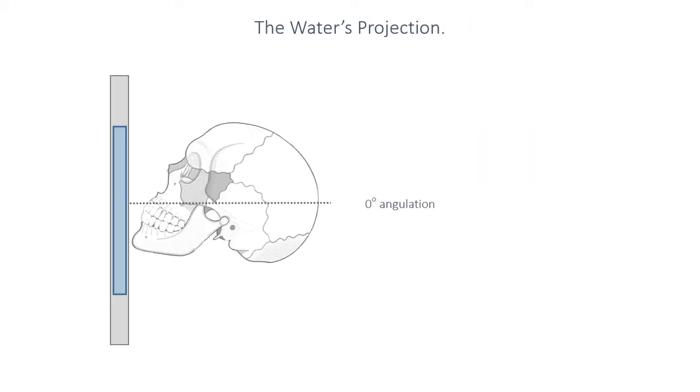So the Waters projection can be performed with a series of different angulations, and depending upon your placement center and the professional environment in which you find yourself working, these caudad angulations may vary. You'll notice that as we increase that caudad angulation, the inferior orbital margin will no longer be a horizontal structure, but we will see more and more of the maxillary antrum.